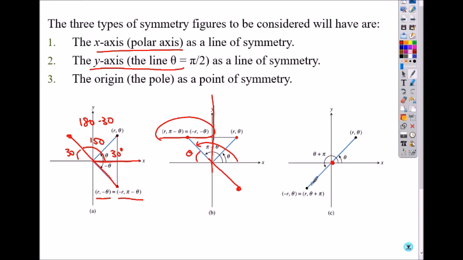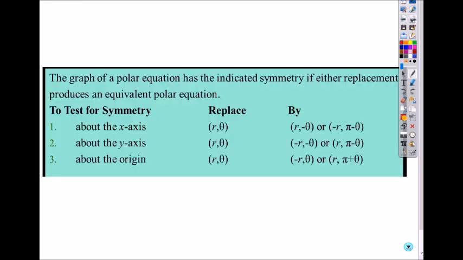What about across the pole? If you have r comma theta, and then you go to the other side, it's negative r comma theta. And here you have r comma pi plus theta. Okay? To summarize, if it is symmetrical across the x-axis, you replace r, theta by r comma negative theta and negative r comma pi minus theta. It doesn't have to be both, one or the other. Then it's symmetrical on the x-axis. Here's the y-axis, and this is for the origin.